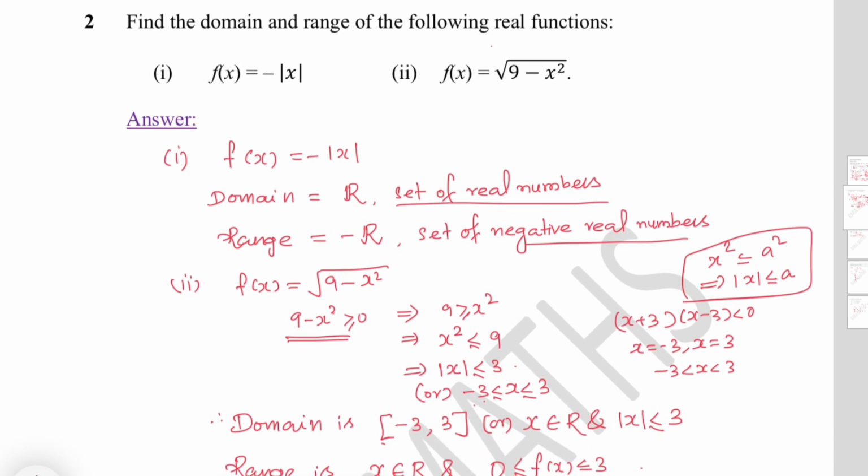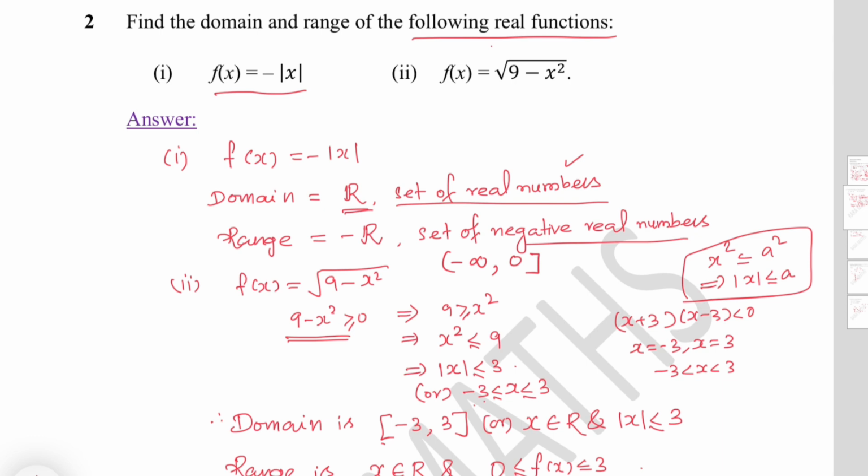And the second question: find the domain and range of the following real functions. f of x is equal to minus mod x, or negative mod x. The domain is R, the set of all real numbers, because x can take any real value and still the function is defined. So the domain is the set of real numbers, and the range is the set of all negative real numbers, or in interval form, minus infinity to 0.